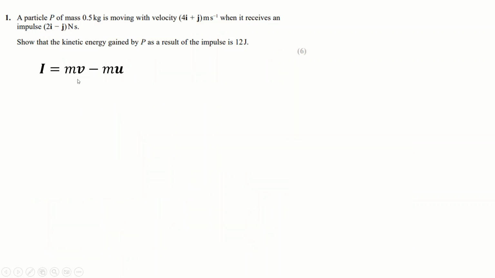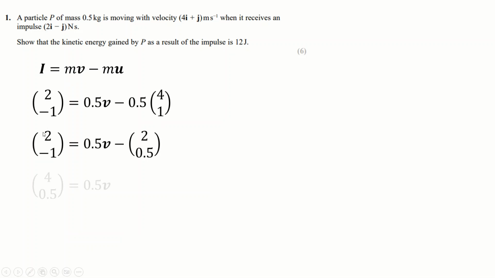Impulse is mv minus mu. You're allowed to use vectors here if you want to, so we put those in. We of course sort this out, we put it on the other side to get this. We divide by 0.5, which means doubling.